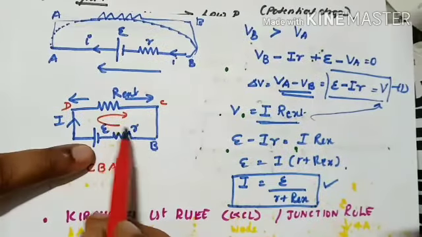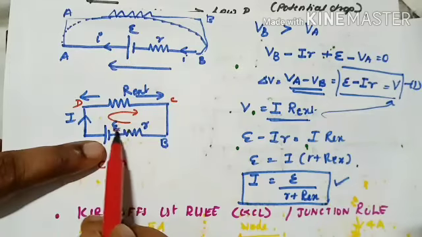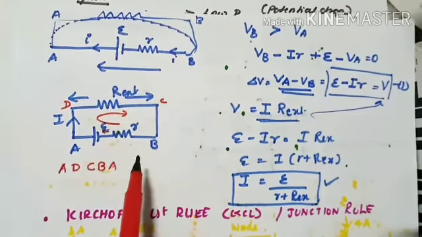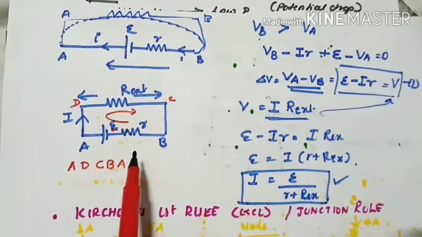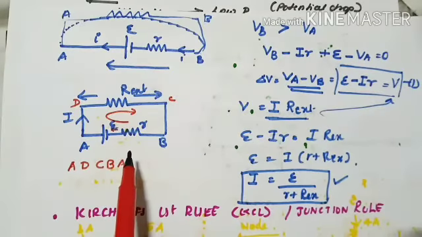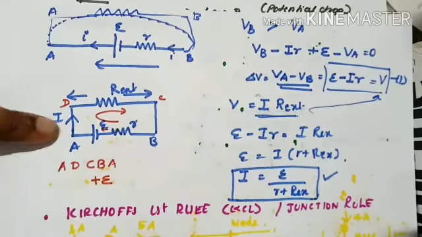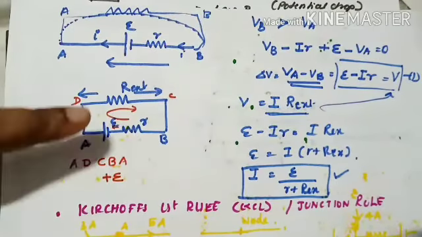So that means I am moving in this direction as per the cell, right? I am moving from the negative to the positive terminal. When I am moving from negative to positive terminal, the potential is positive, so I will write it as plus E. Negative to positive is a gain in the case of a cell.